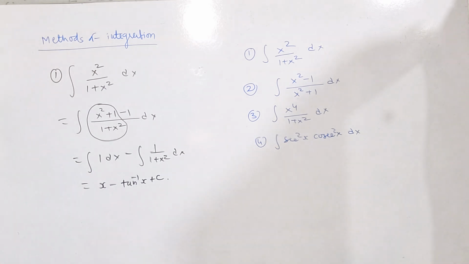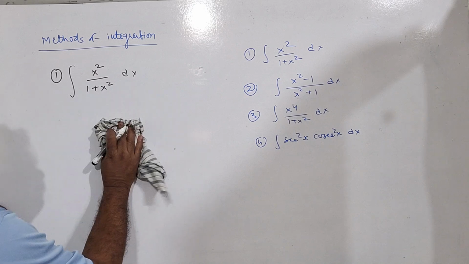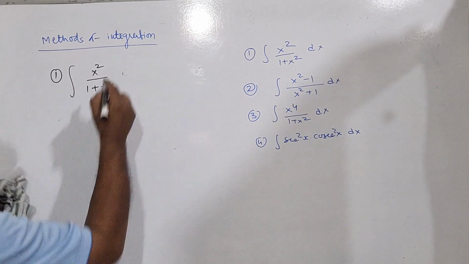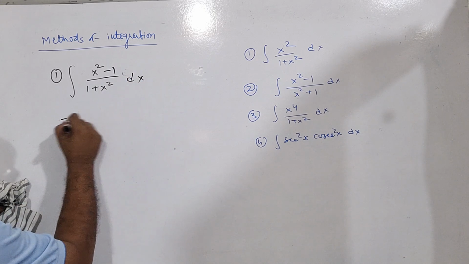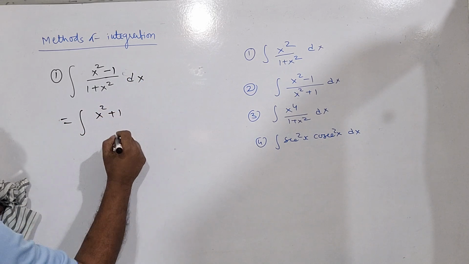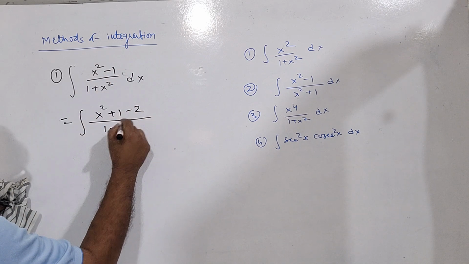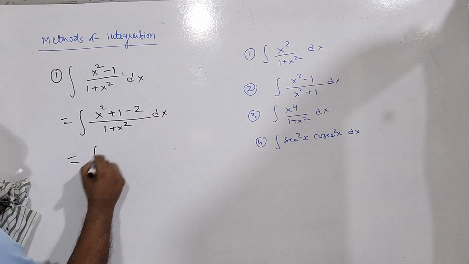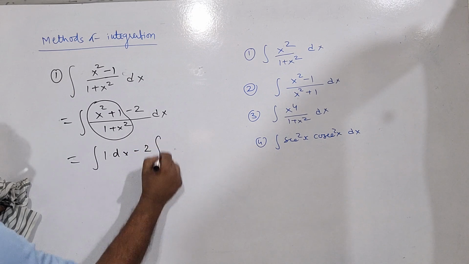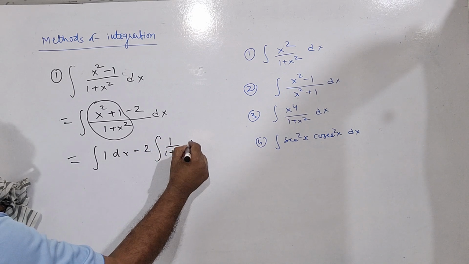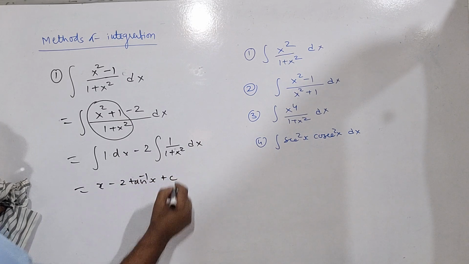So come to the second one. What is the second one? Second one is x square minus 1 divided by 1 plus x square dx. So this is x square plus 1, minus 1, therefore this is minus 2, over 1 plus x square dx. Similarly, here it is 1 dx minus 2 upon 1 plus x square dx, correct? So this is x minus 2 tan inverse of x plus c.